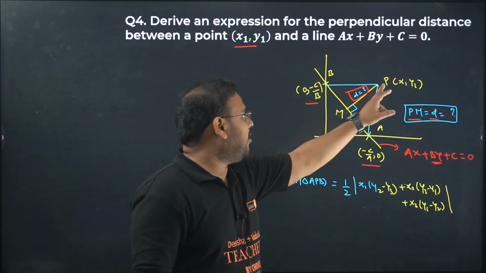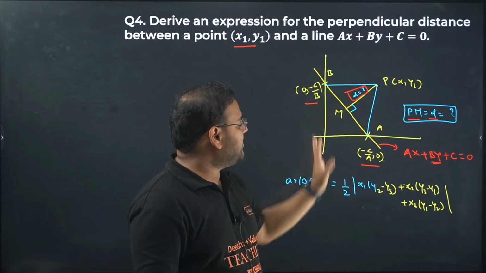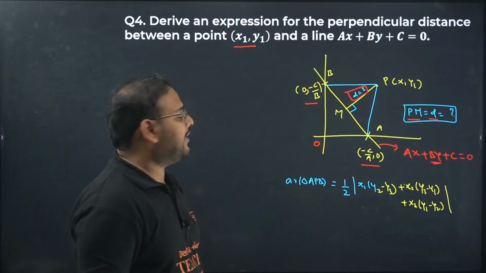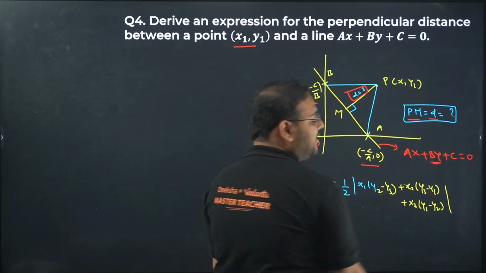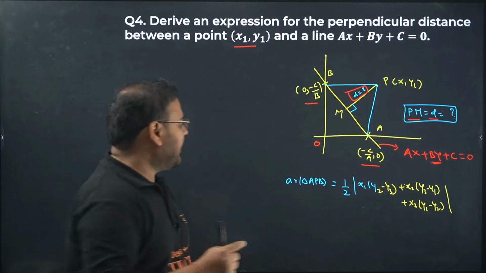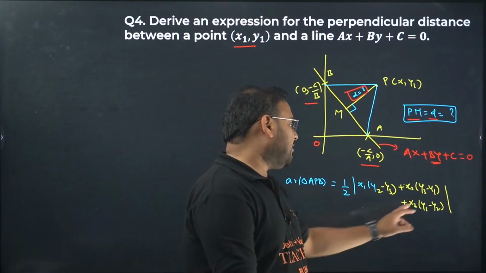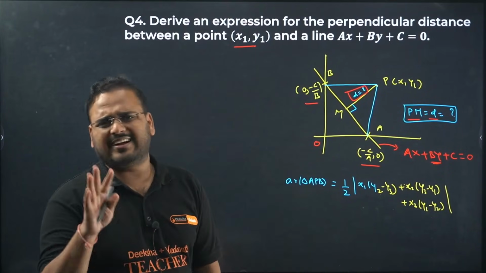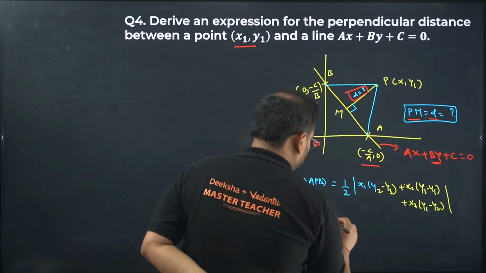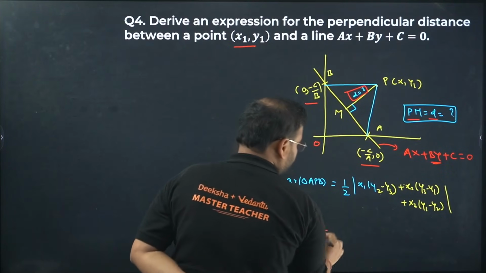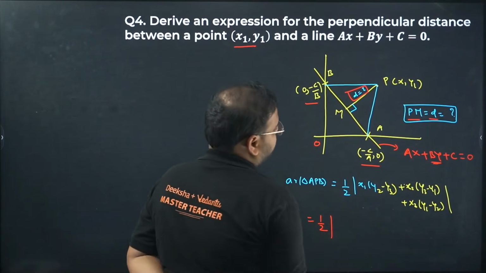Let's find the area of the triangle APB or whatever it is. How do you find it? This is the area of a triangle in coordinate form. We all know that x1, y2 minus y3, x2, y3 minus y1, and x3, y1 minus y2. Formula we have learnt in grade 10 only. Okay, let's use the values now. 1 by 2. x1 is what? This only.